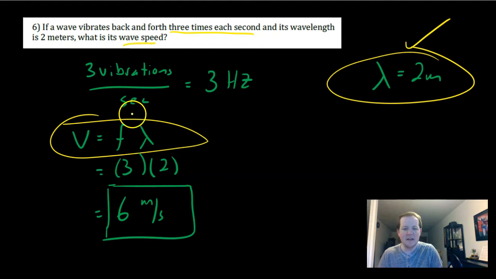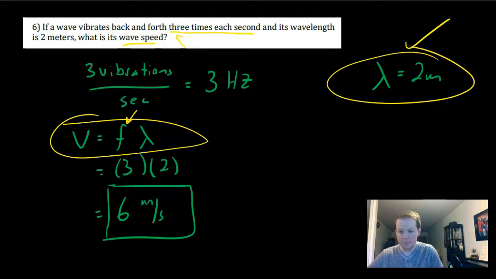We're trying to find v, but what is that frequency? Make sure you understand what this is telling you. Okay, if something is moving back and forth 3 times in a second, that's the definition of a frequency. Frequency is how many wavelengths or oscillations or vibrations or back and forths per unit of time or per second. So in a hidden kind of way, this 3, that's the frequency. So that's what you plug in for f. 3 times 2, that's 6.